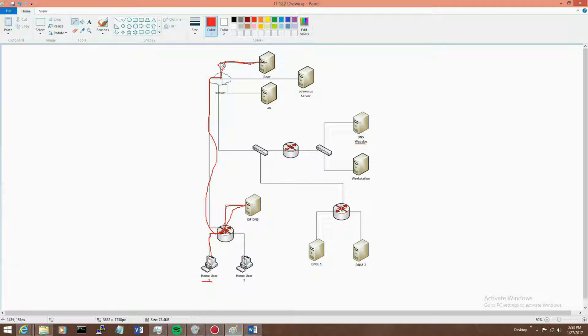So for the example in our website, the website will be a .com server. So the root will send us to the .com servers. From the .com servers, it will send us the address to DNSE1 and DNSE2.